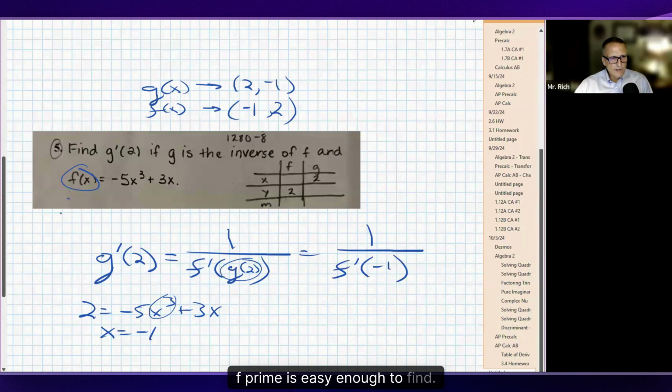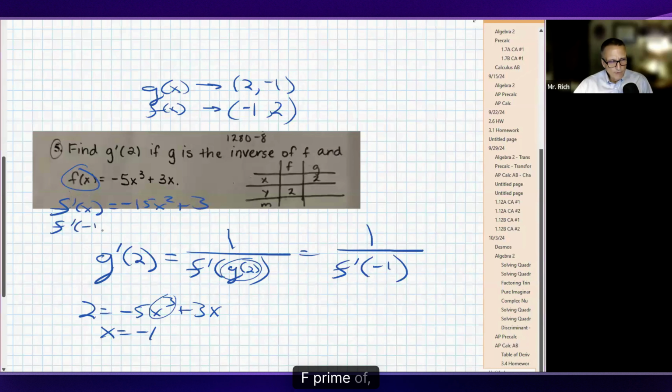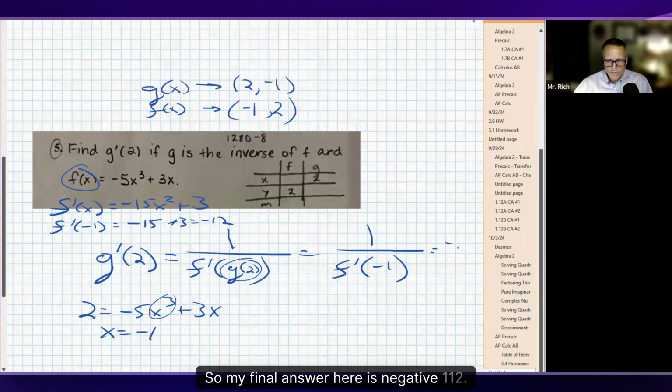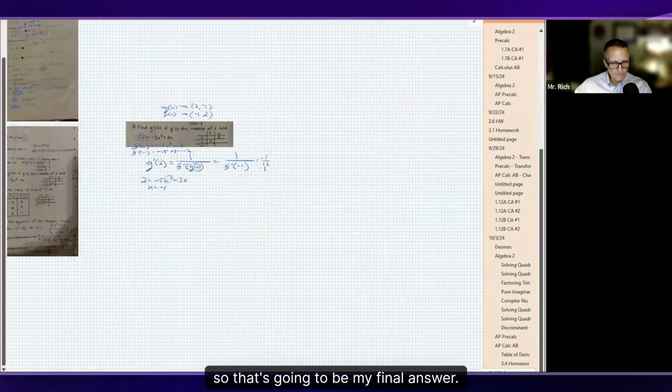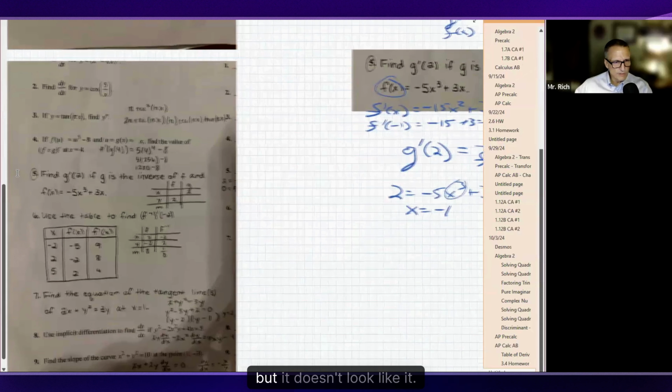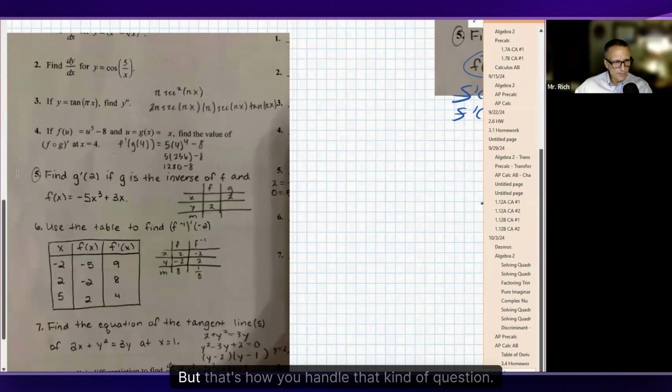Well, f prime is easy enough to find. I come back over here. That's going to be -15x squared plus 3. I can evaluate that at -1. F prime of -1 is -15 times 1, which is -15, plus 3, it's -12. So my final answer here is -1/12. All right. So that's going to be my final answer. I don't know if that was a multiple choice question, but it doesn't look like it. But that's how you handle that kind of question.